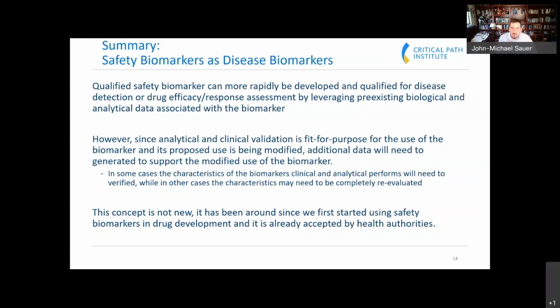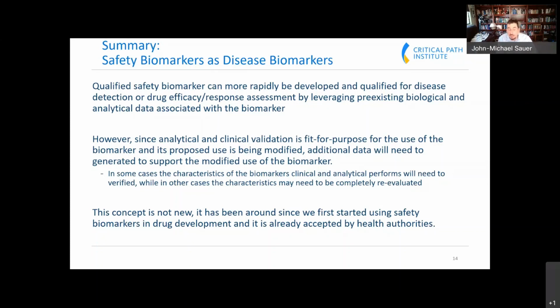However, like I was talking about just a second ago, you're going to have to be careful because both that analytical and clinical validation is, again, fit for purpose. And so since we're proposing a new use for the biomarker, we're going to have to think about how we need to modify those data sets and build new data sets, right? In some cases, it is just simply going to be a characterization of the way the biomarker is performing in that new patient population. Well, in other cases, a given context of use may drive you to actually reevaluating the entire analytical or clinical package.